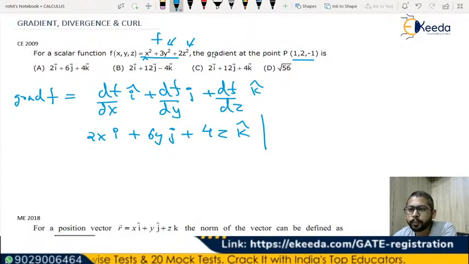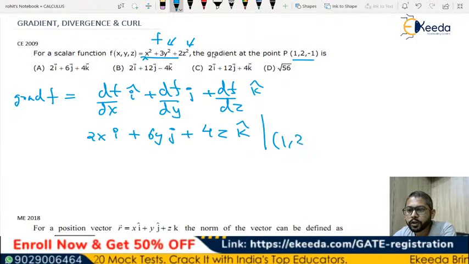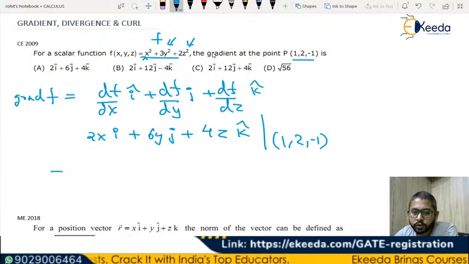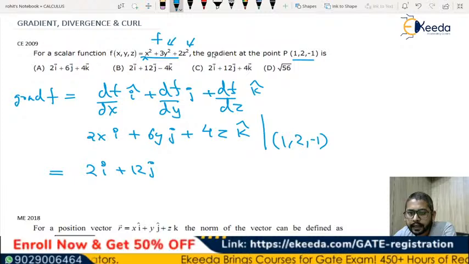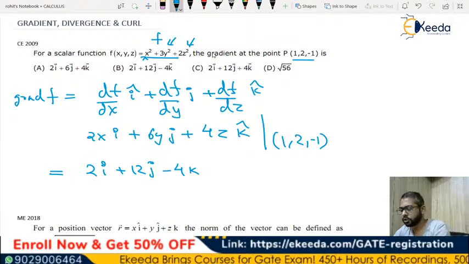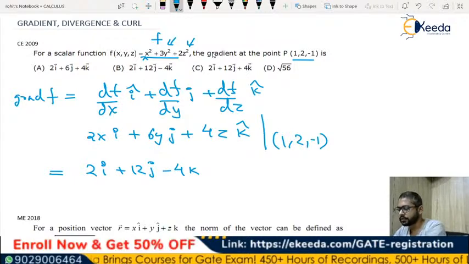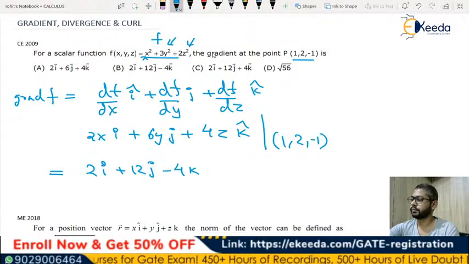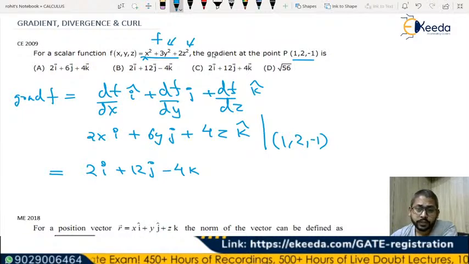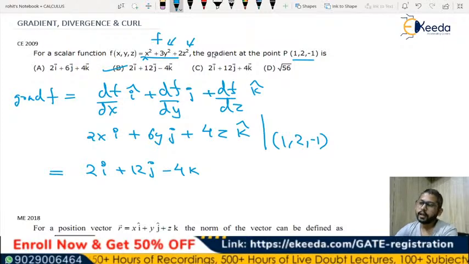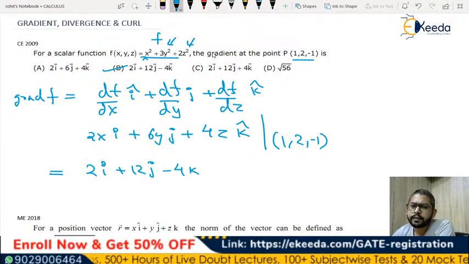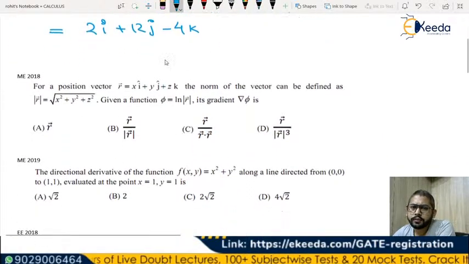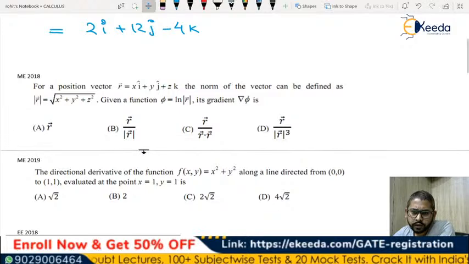Now you can put the point, which is 1, 2 and minus 1. So this is going to be what? 2i plus 12j and minus 4k. So you check the options. It is B option, 2, 12, minus 4. Done. So nothing much here. You have to put it directly. Right. Next question. It is a good one.